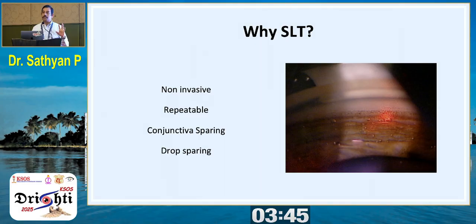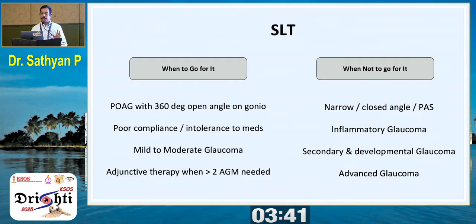So doing SLT is good, provided that it is only a primary open angle glaucoma. SLT works perfectly well, 360 degrees. It is not that you do 50% today and the remaining 50% later. It is not so. You have to do one full 360 degrees to get the results. SLT can be repeated and it gives you decent results.